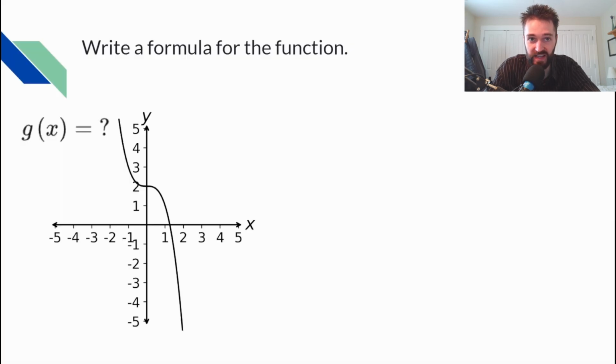Here we're asked to do the same thing, right? We need to come up with a formula for the function g. All right? What function does this look like? This curve looks familiar, right? We've seen this before. Let's hone in on the function f of x equals x cubed. All right, that's the parent function that's being transformed to end up as g. All right?